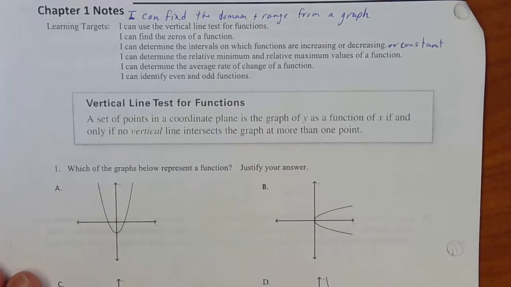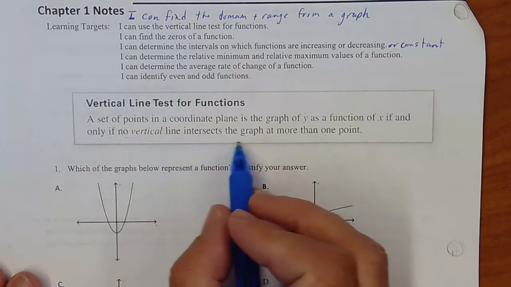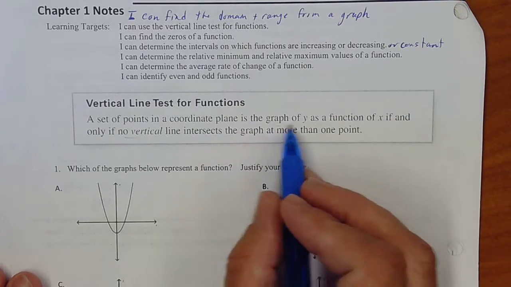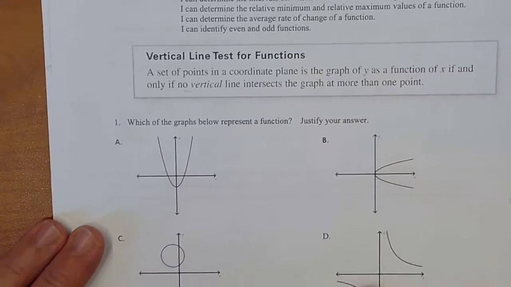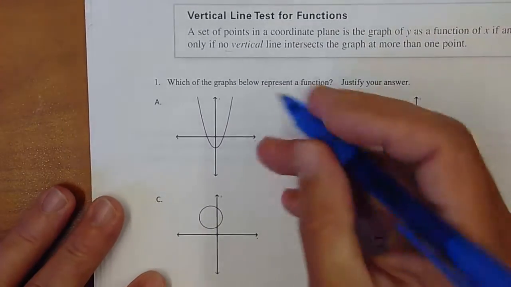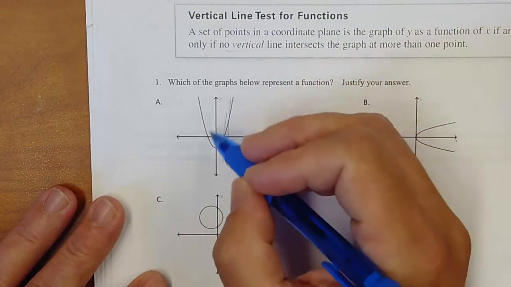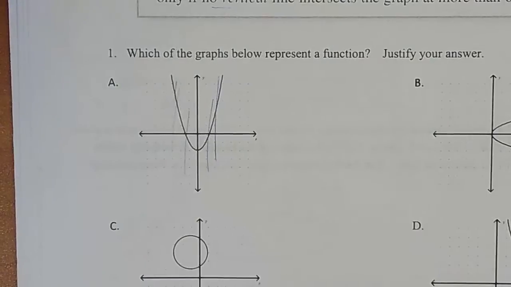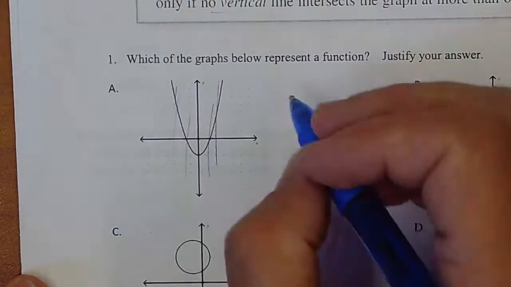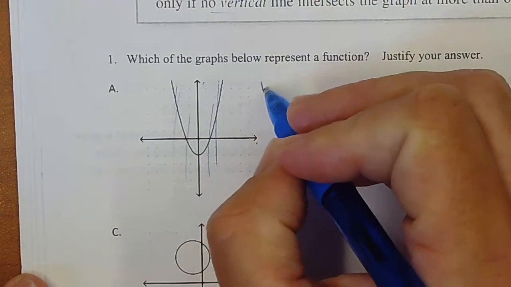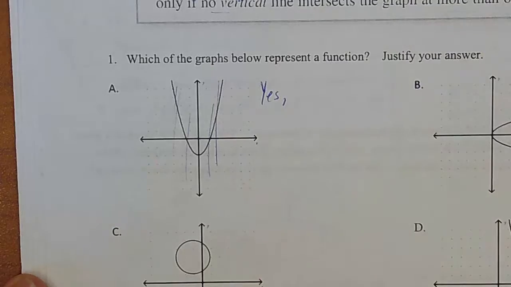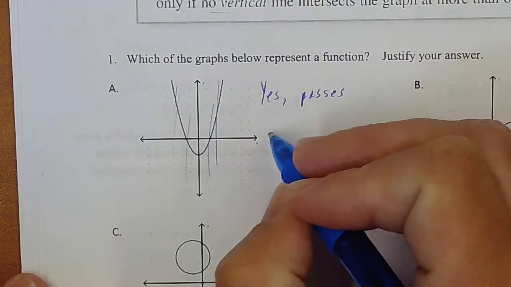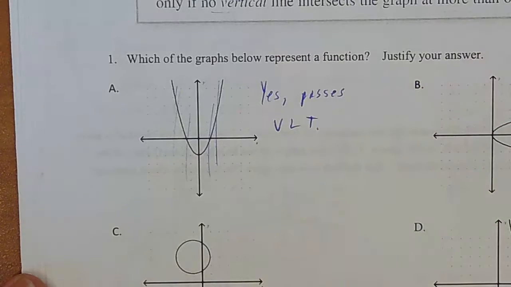Okay, so the vertical line test simply says if no vertical line can intersect at more than one point, then we're good to go. We say it is a graph of a function. Okay, so which of the graphs below represent a function? This one does. I can draw a bunch of vertical lines, and it's only intersecting at no more than one spot, right? So does it represent a function? We say yes. Just a short little justification. I'm just going to say passes VLT. Okay, we all set there with part A?